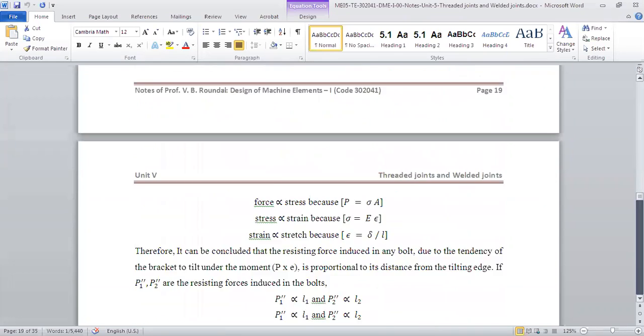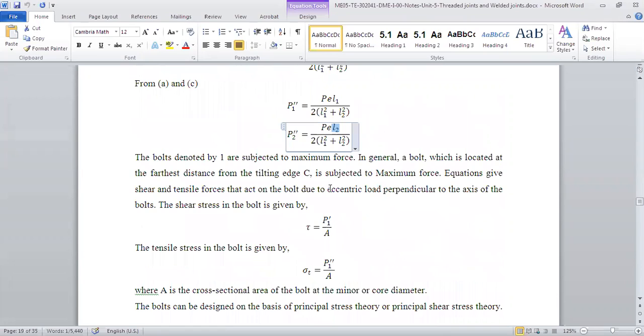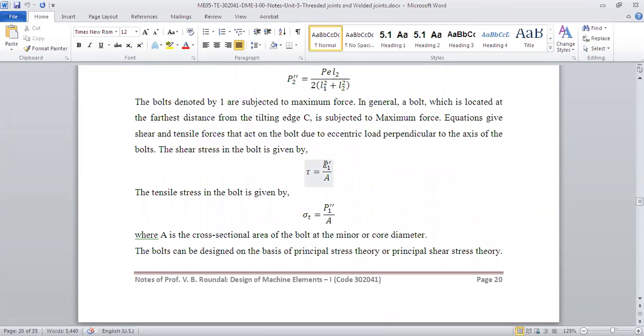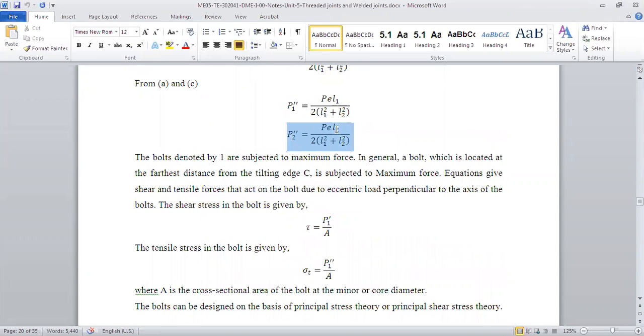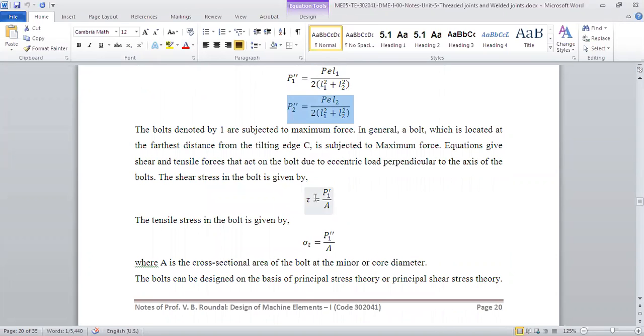So again, going back to here, in this case we will not worry about L2 because L2 is smaller than L1, so we'll only design for L1. And since all bolt diameters are the same, the others will obviously be safe. Okay, so now, as I said, we don't need to worry about bolt 2, we'll only worry about bolt 1 for the design purpose.